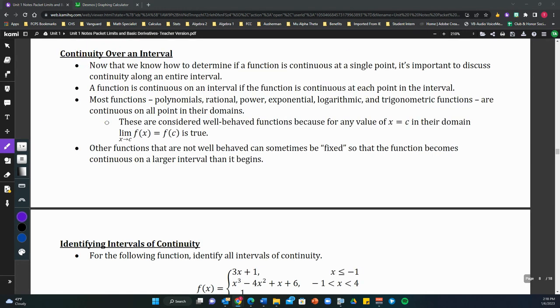So now that we know how to determine if a function is continuous at a single point, now it's important to discuss continuity along an entire interval. A function is continuous on an interval if the function is continuous at each point in the interval.